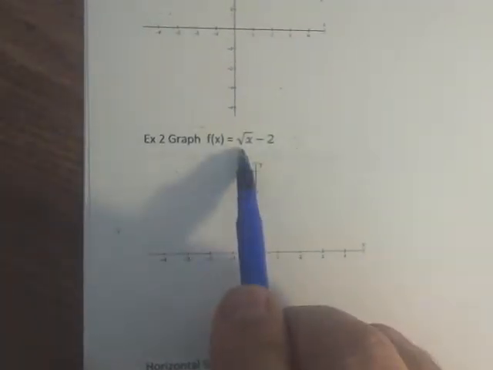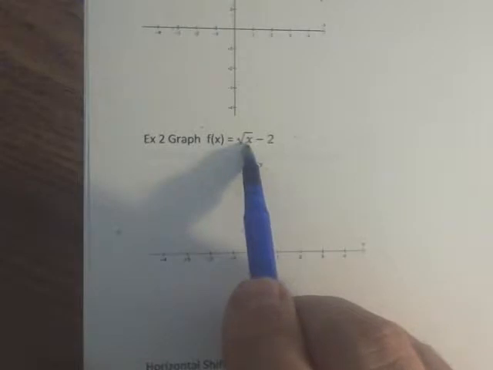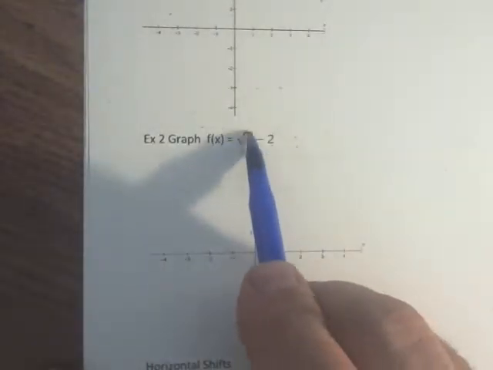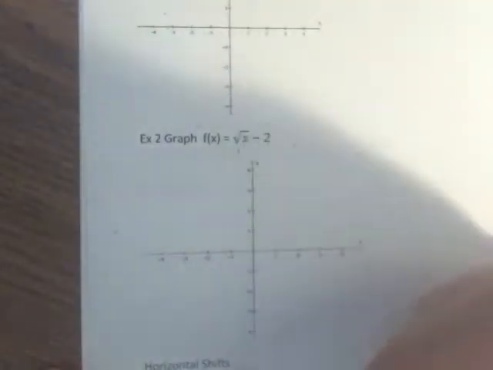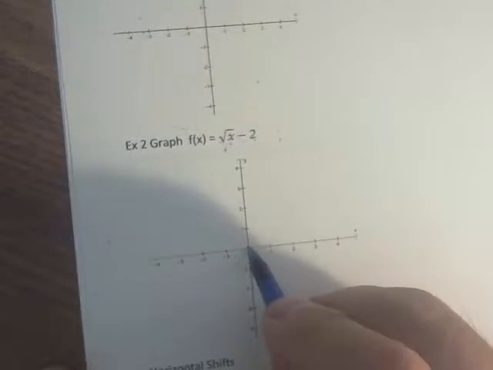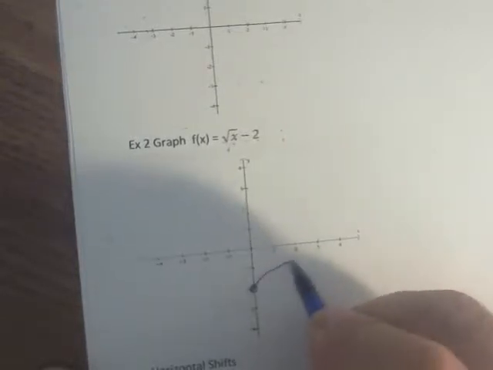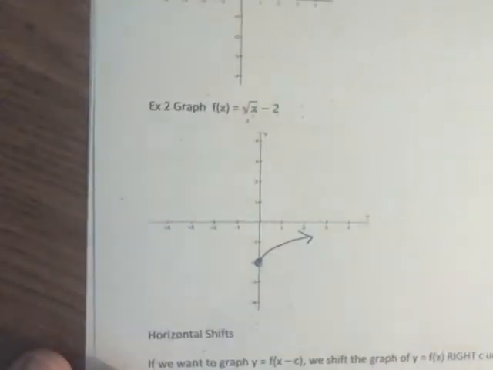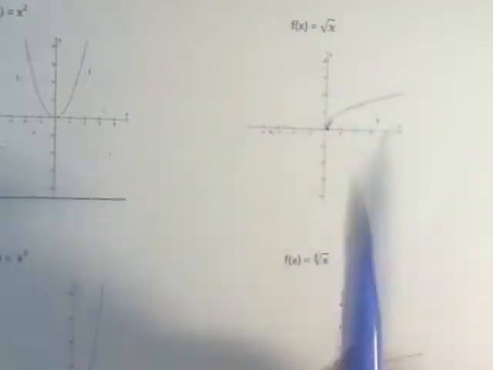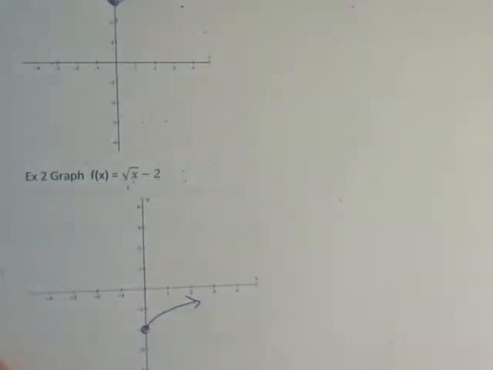This one right here is the square root of x minus 2. Now you notice the minus 2 is not underneath the square root. So again, that goes as a vertical shift. So I would shift the 0, 0 point down 2 and then just sketch that square root shape. Remember, the square root shape is that shape right there. Okay, those are vertical.